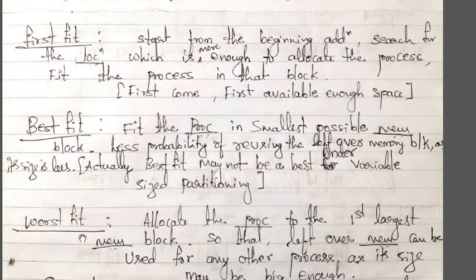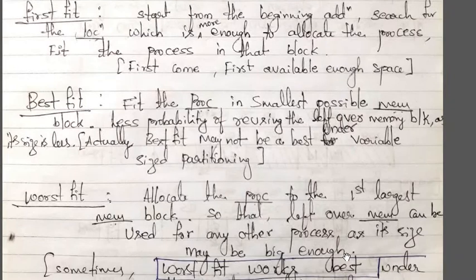The third algorithm is worst fit. This always allocates the process to the largest memory block from the available blocks, so that the leftover memory can be used for any other process, as its size may be big enough.